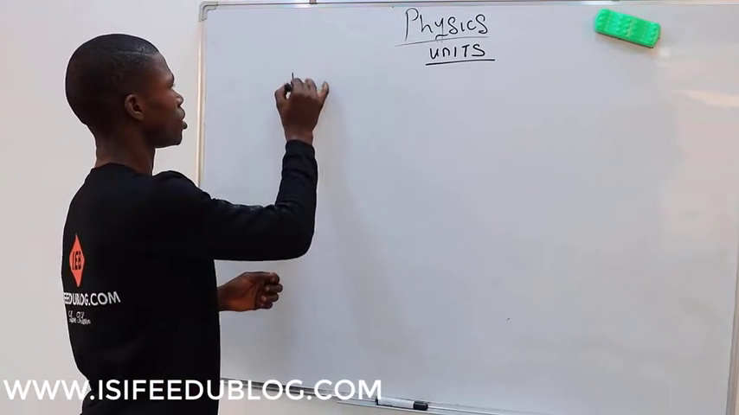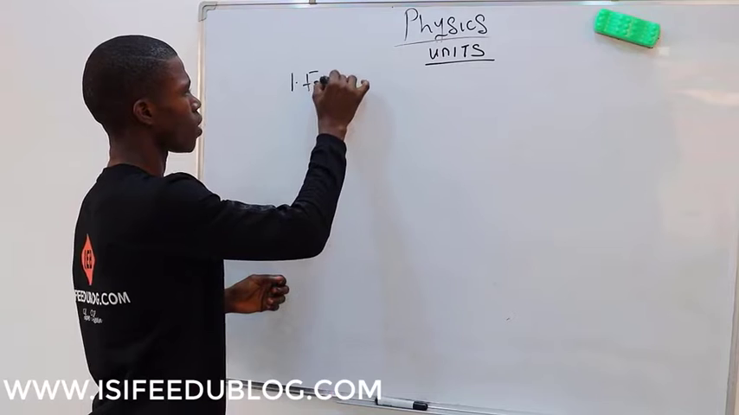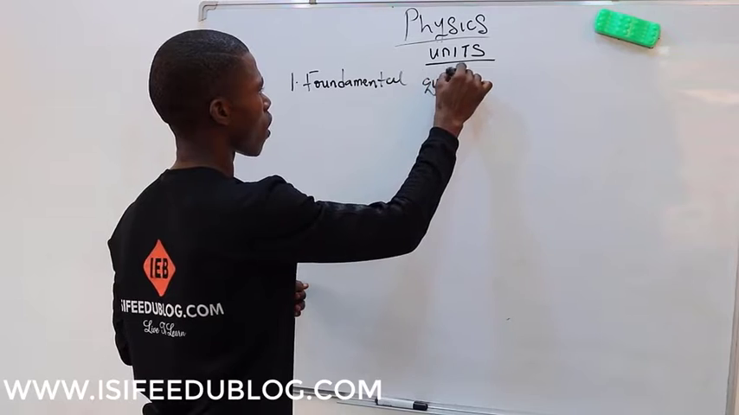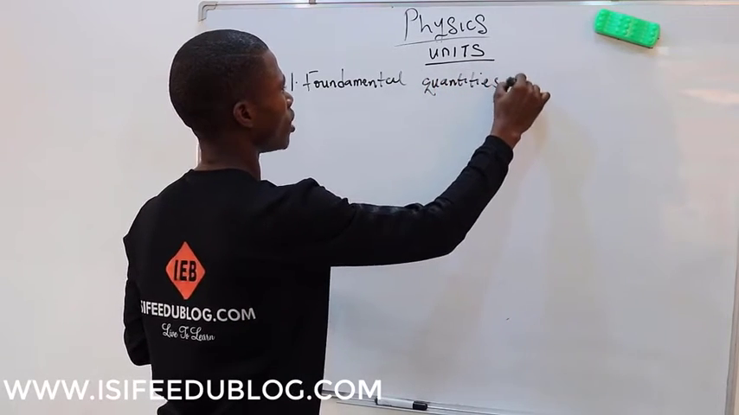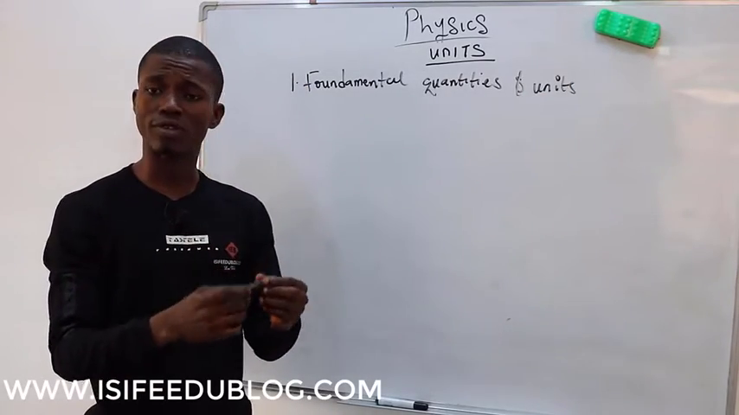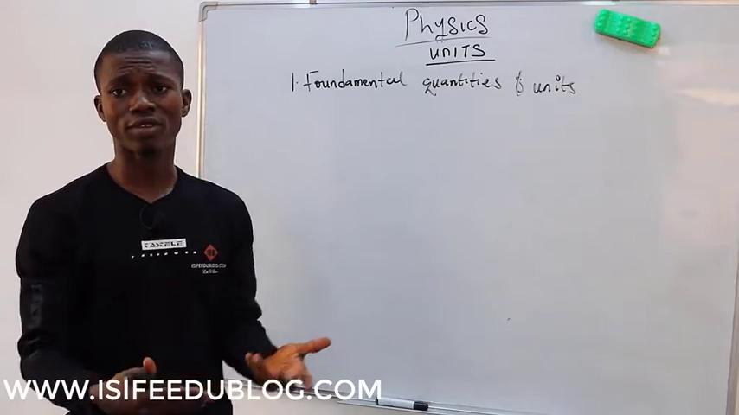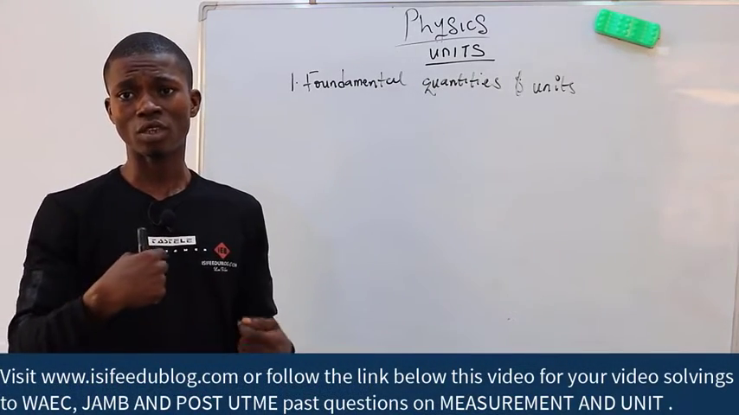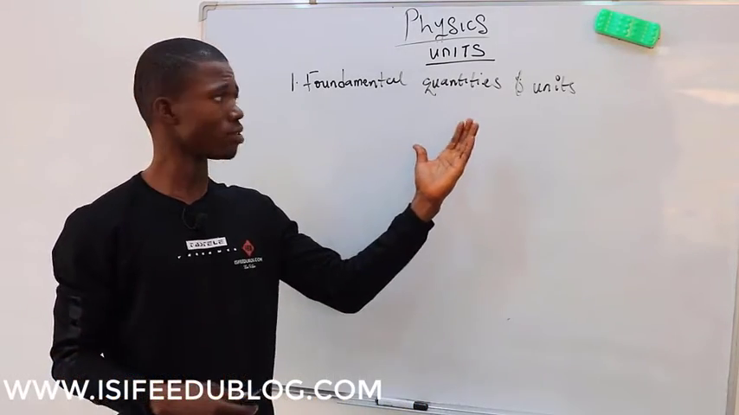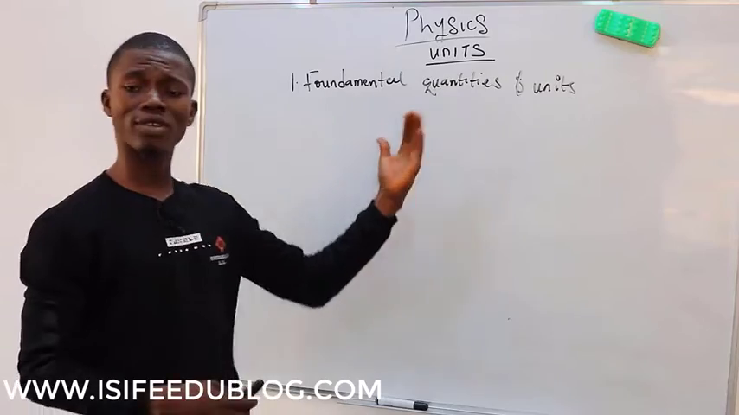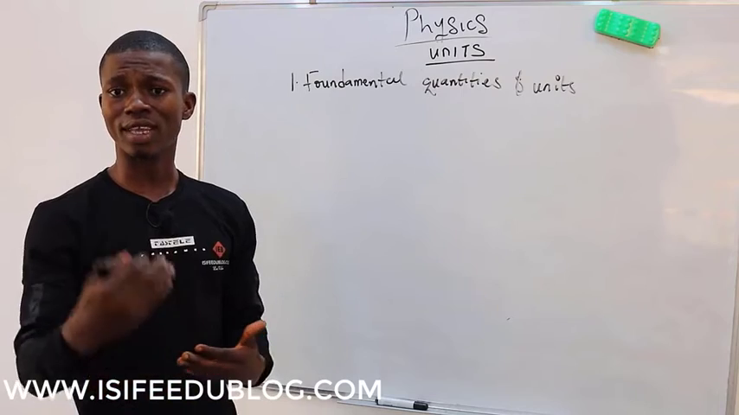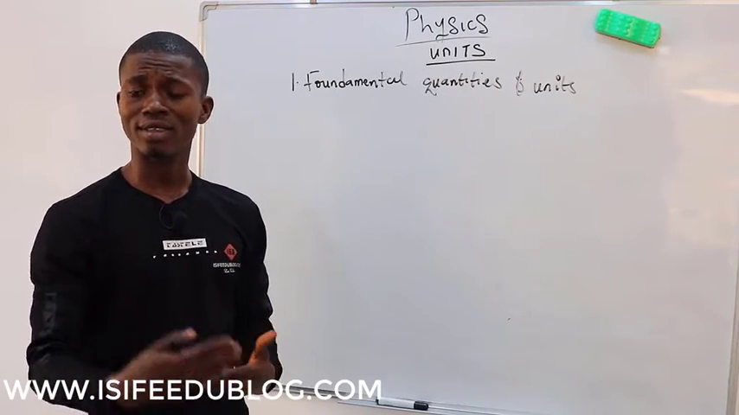So number one is fundamental quantities and units. So if I might ask, what are fundamental quantities? They are the basics of quantities. They are quantities that are dependent on themselves, that are independent of other quantities. They are basics for quantities. Do you get? So these fundamental quantities are not derived from any other quantities. They are themselves. They are quantities like time, length, mass, temperature.